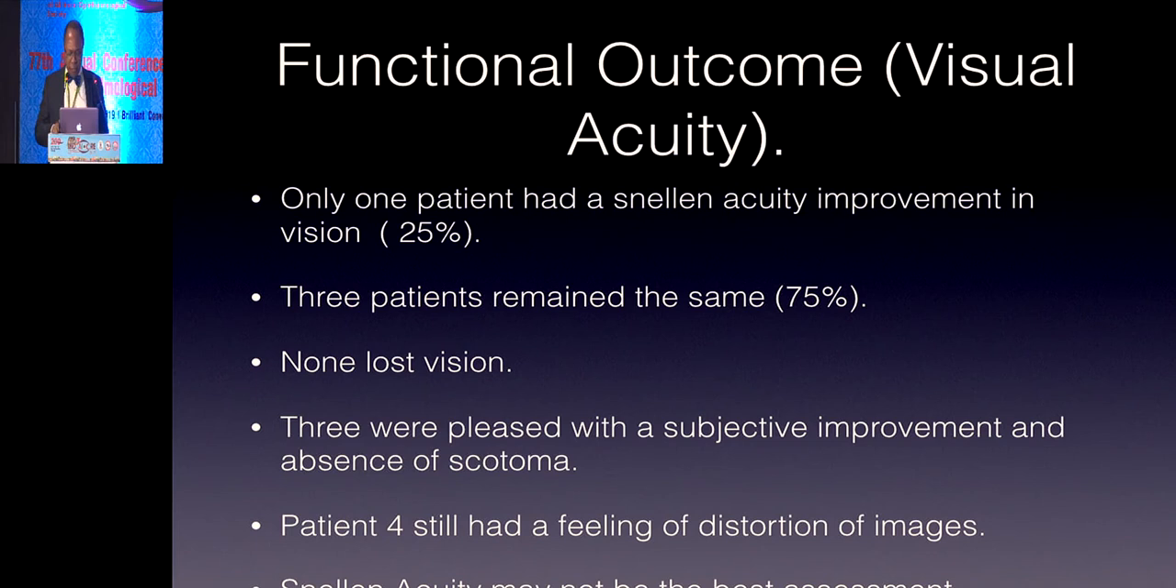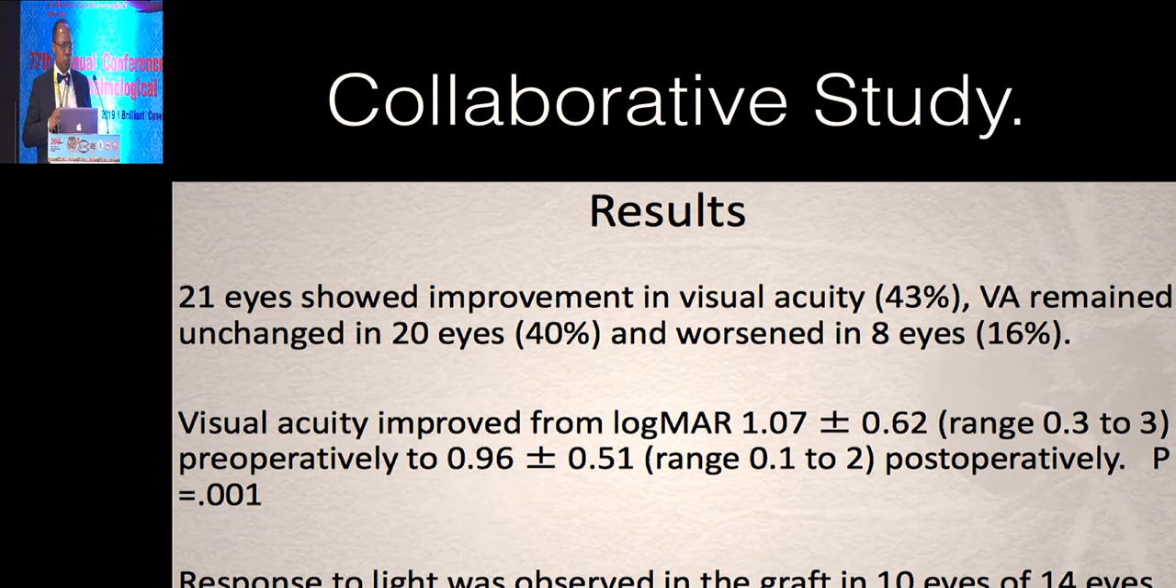So the collaborative study actually did note that about equal numbers of patients, 21 eyes, 43%, about 40% of patients, had an improvement in their vision, and another 20 eyes had an unchanged vision. So equal numbers of patients had unchanged vision and those who gained vision. But they also noticed a clinically significant improvement in the vision of these patients who were seen. And the response to light following microperimetry was quite good in 10 eyes of 14.